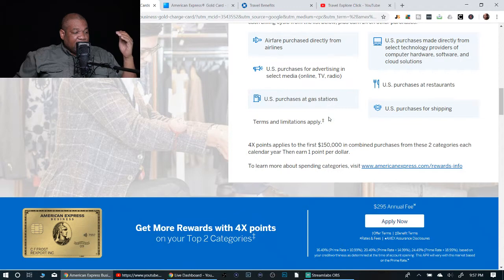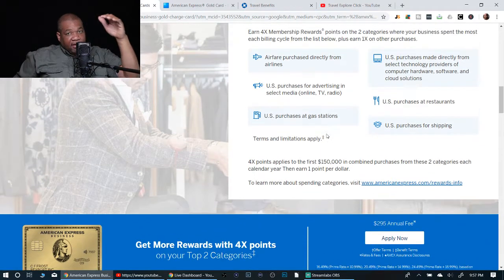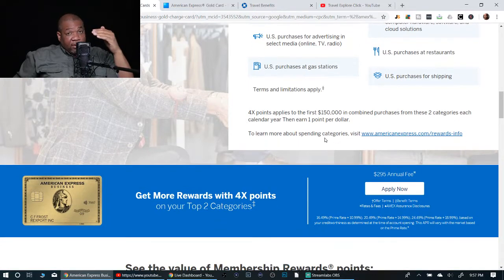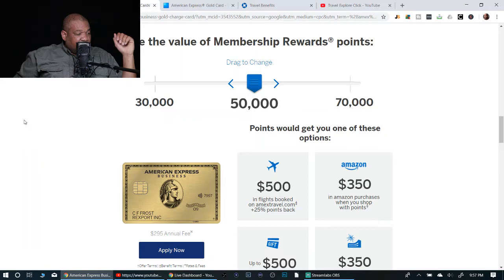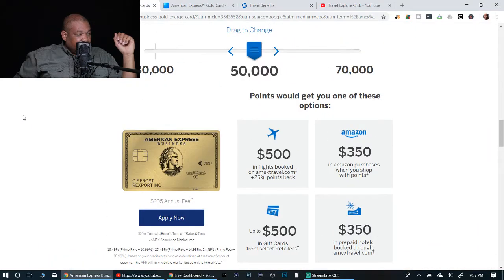But it is nice the way that you can set your categories. So that's pretty unique in this card. So 4 times points applies to the first 150,000 combined purchases, 2 categories each calendar year. Then earn 1 point per dollar on everything else. Okay, so if you hit that 150,000, then now you're only going to get 1 point per dollar on everything else, and then you have those 2 categories. So it's the combination of the 2. So pretty nice card. I mean, let's see, what else do we have?